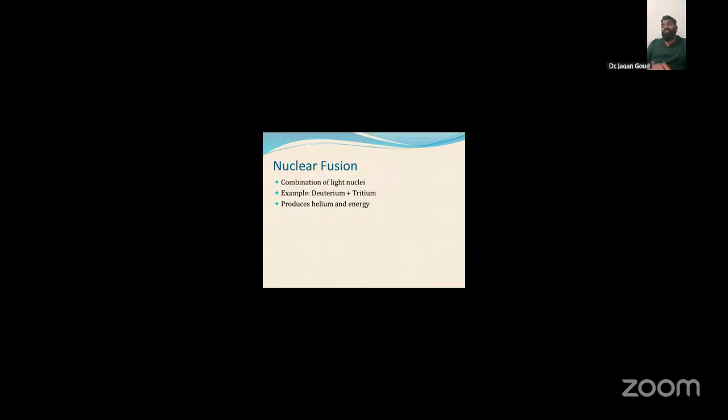Why does fusion produce energy? Energy is released in fusion because of the binding energy of the nucleus, released when light nuclei combine. The mass of the resulting helium nucleus is less than the combined mass of deuterium and tritium. The missing mass is converted into energy. The process is similar to fission, but occurs at the lighter end of the nuclear mass spectrum.